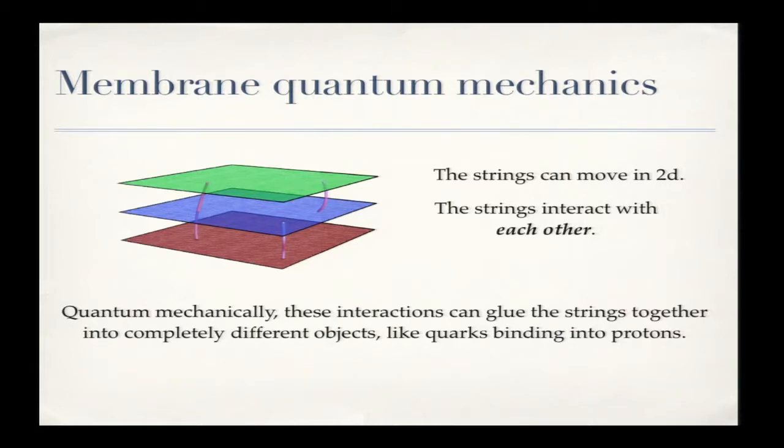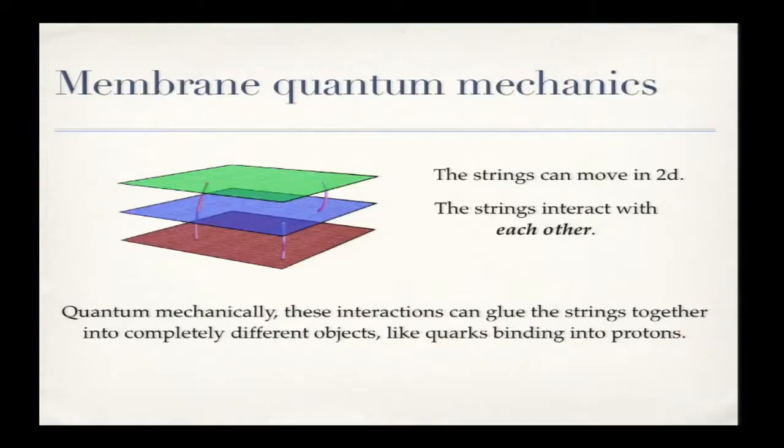And now if we think about quantum mechanics, quantum effects can have a dramatic effect. In particular, they can make these strings bind together into completely new objects. And this is not entirely unfamiliar. In our world, this happens. The proton and the neutron are made of quarks, and because of the strong nuclear force, the quarks bind together into protons, and the protons look nothing like the quarks.